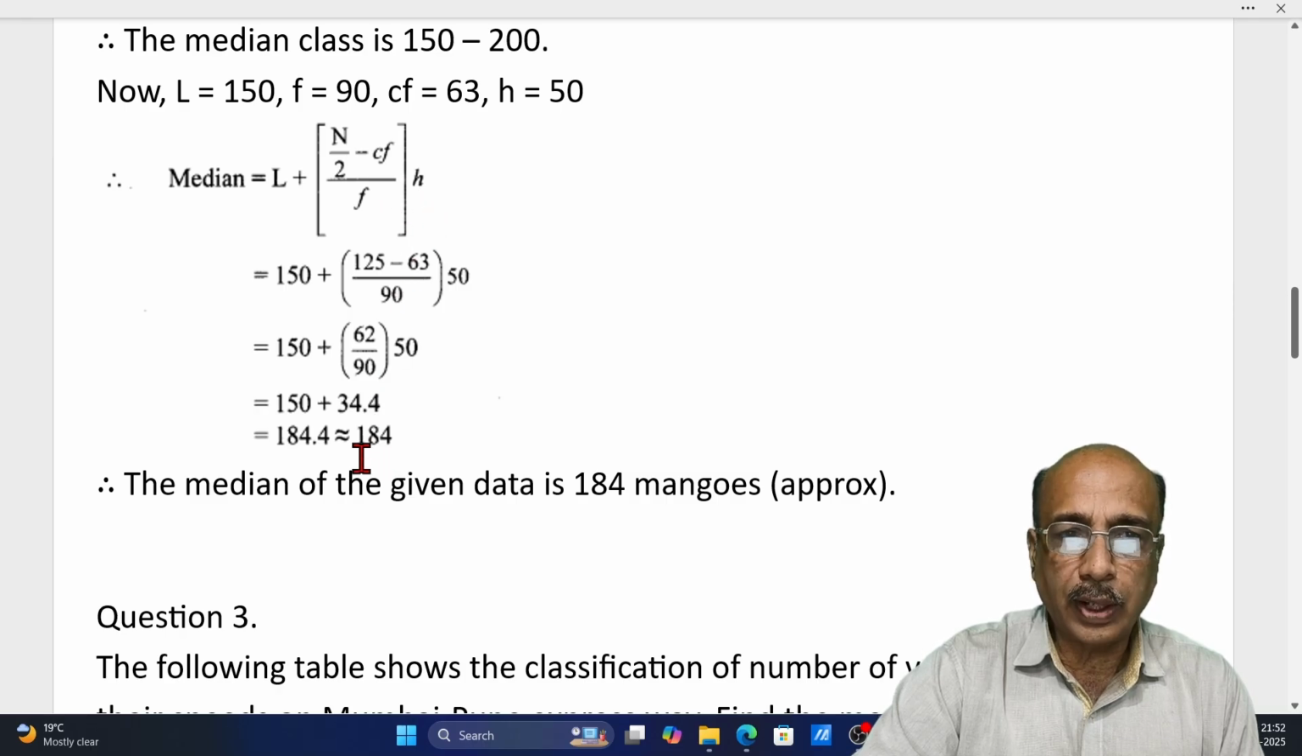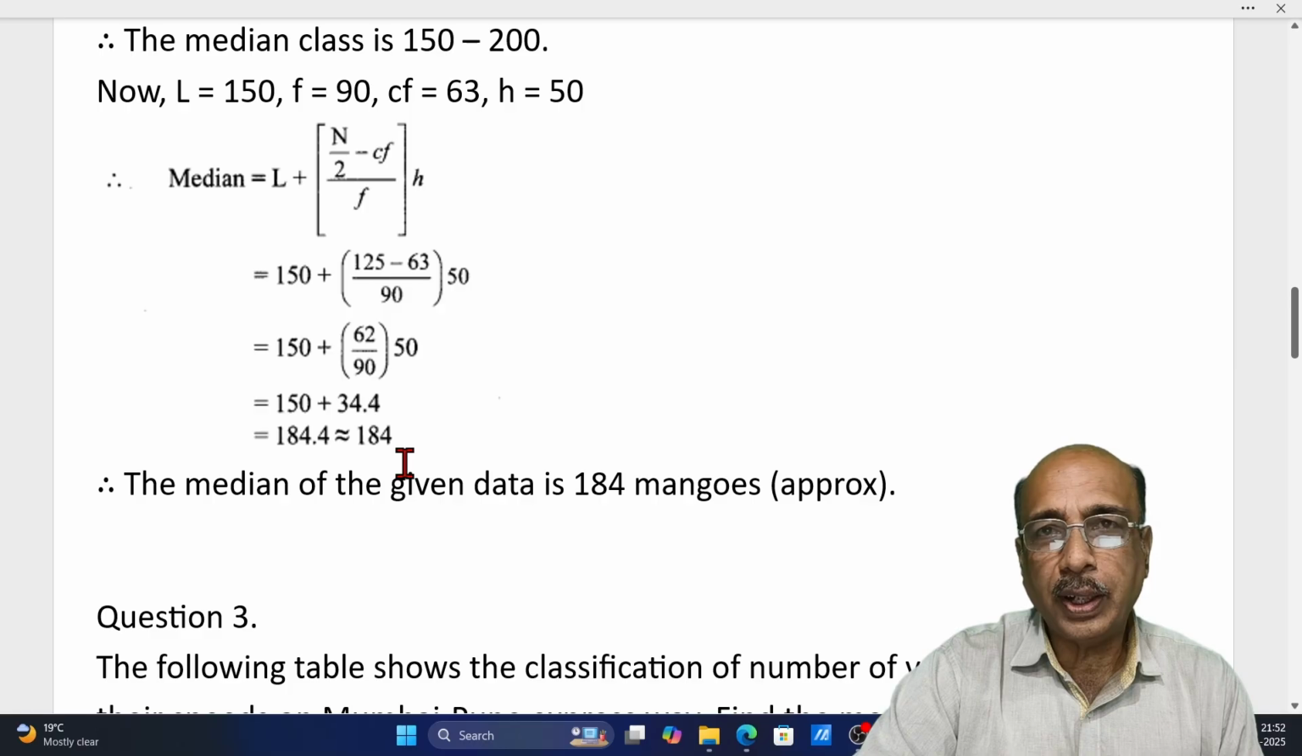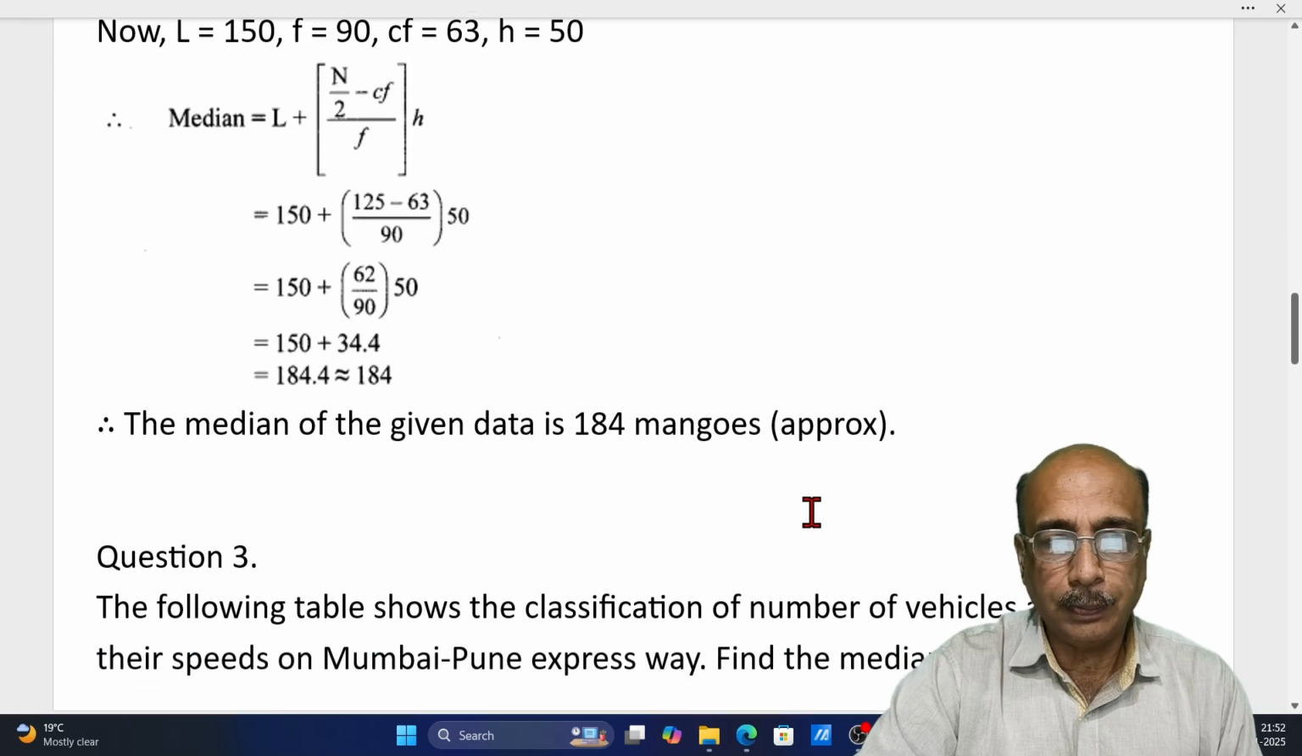Substitute the values and calculate. Here it is coming 184.4. Approximately it is taken as 184, rounded. The median of the given data is approximately 184 mangoes.